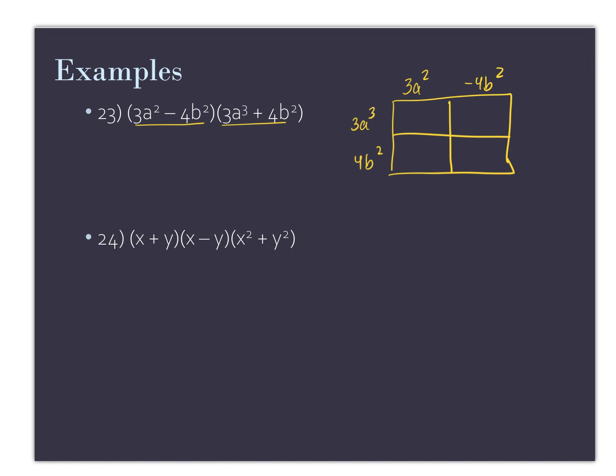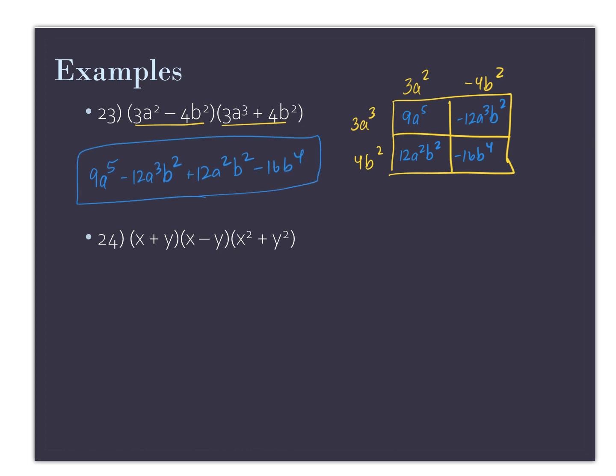Now let me just multiply. So here I have 9a to the 5th. Here I have 12a squared b squared. Here I have minus 12a cubed b squared. And here I have minus 16b to the 4th power. So again, I'll just start out. I've got 9a to the 5th. And there's no common factors here, so it's minus 12a cubed b squared plus 12a squared b squared minus 16b to the 4th. And so that ended up being my solution.